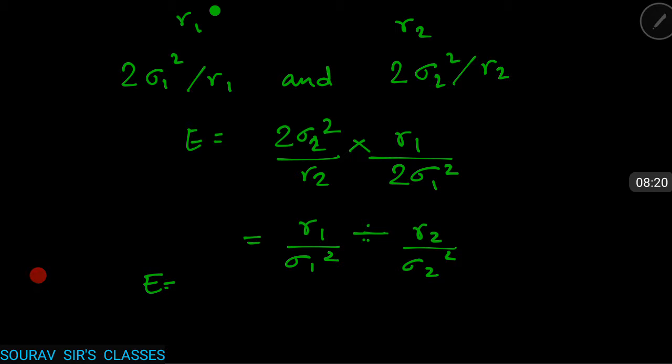If E is equal to 1, then both the designs D1 and D2 are said to be equally efficient. If E is greater than 1 or E is less than 1, then D1 is said to be more efficient than D2, or D1 is said to be less efficient than D2 respectively.